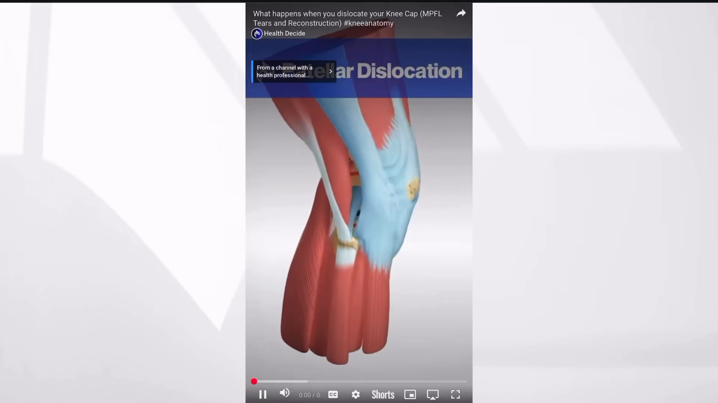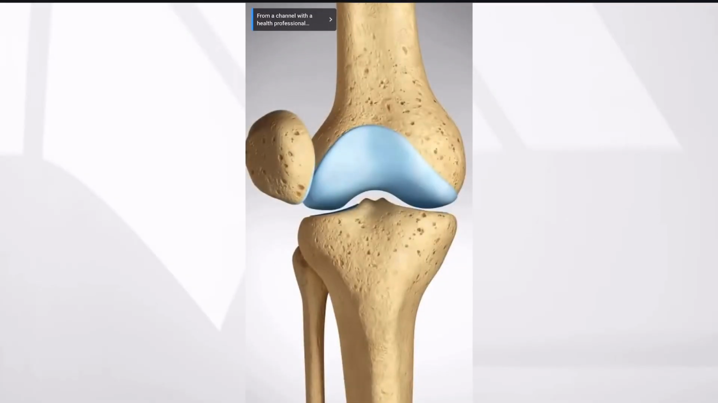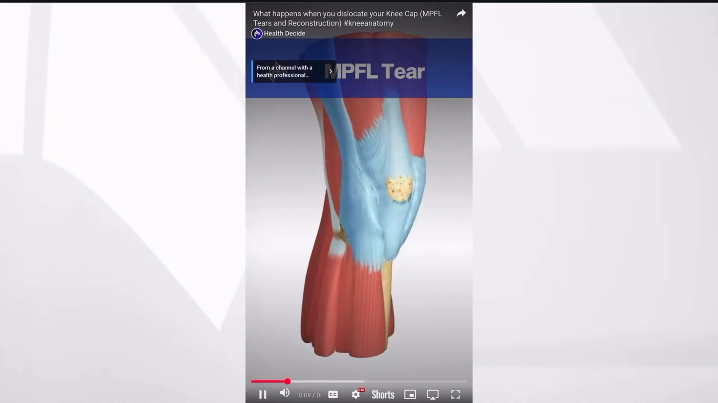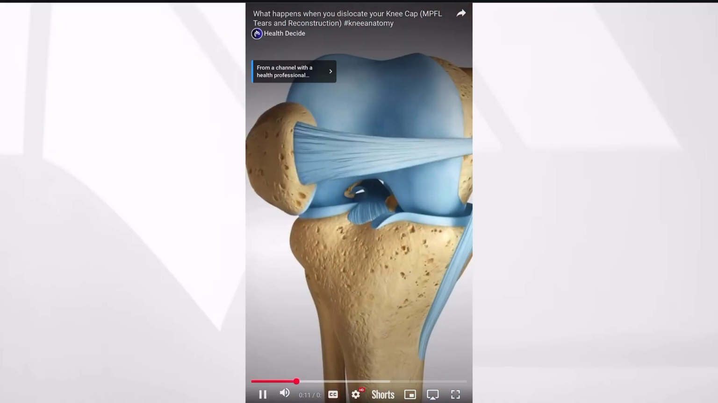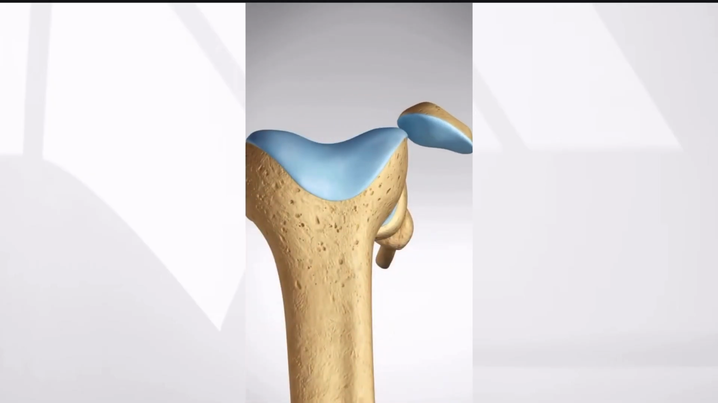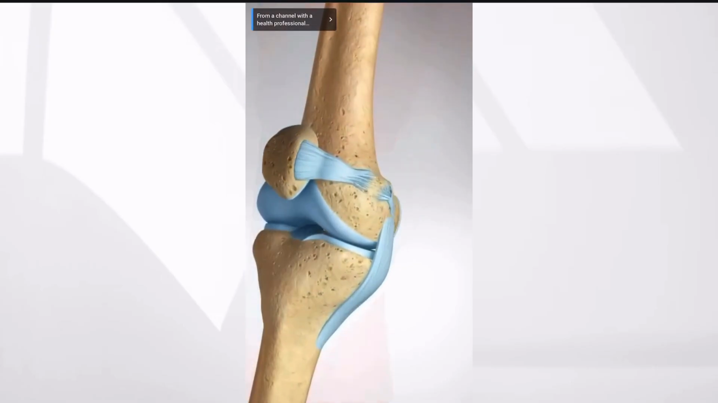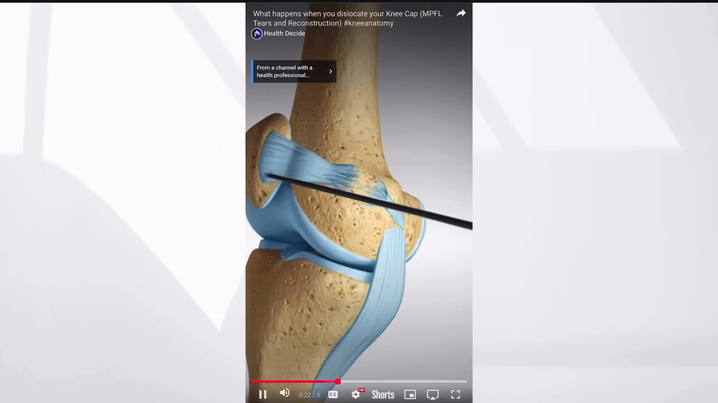A dislocated kneecap occurs when the patella comes out of its groove at the end of the femur, coming to rest on the outside of the knee joint. A forceful dislocation can cause stretching or tearing of the medial patellofemoral ligament, resulting in chronic patellar instability. Severe tears and recurrent dislocations often require MPFL reconstruction.